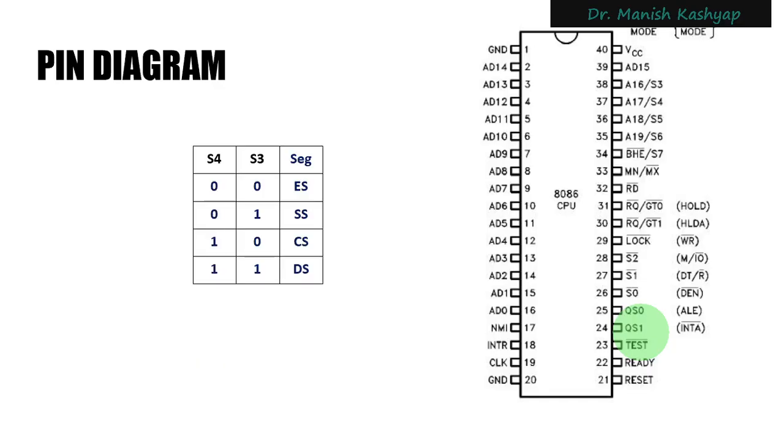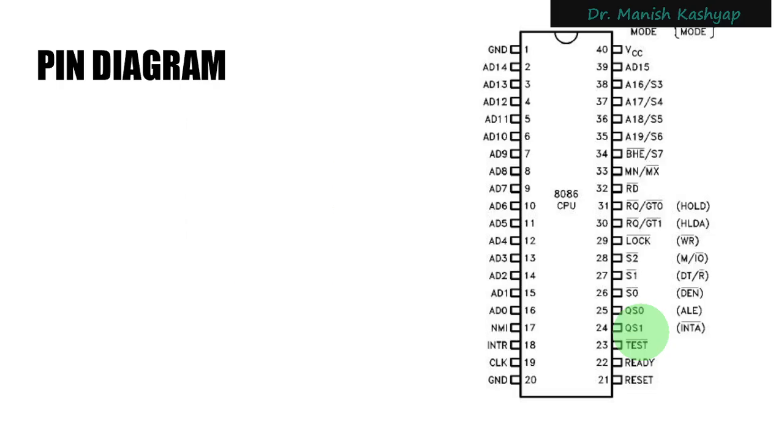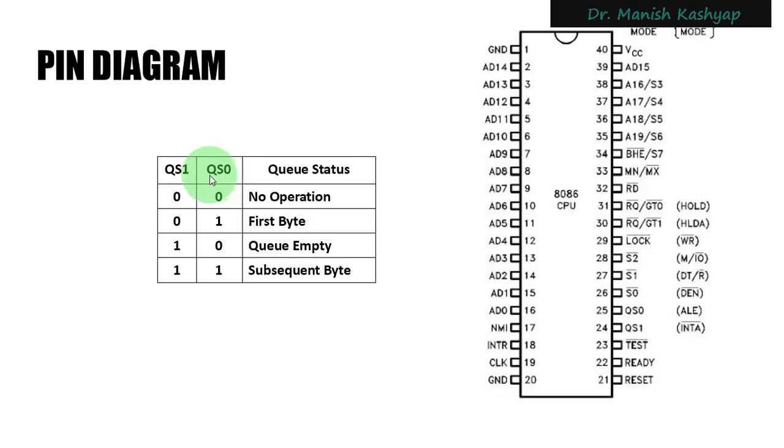So let me just bring up the relevant slide. Yeah. So this QS0 and QS1 tells you the status of the 6-byte instruction queue that we have seen in the architecture of 8086. For 00, no operation is performed on the queue in the last executed instruction. For 01, the first byte has been taken by the last instruction. For 10, the queue has to be emptied, and for 11, you have to access the subsequent byte, right?